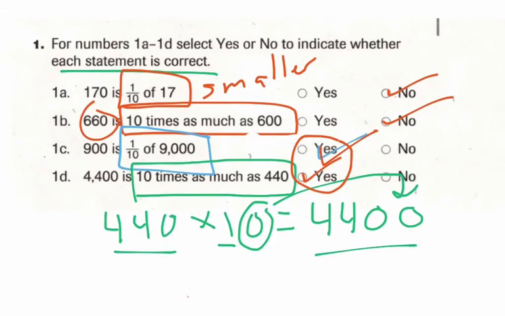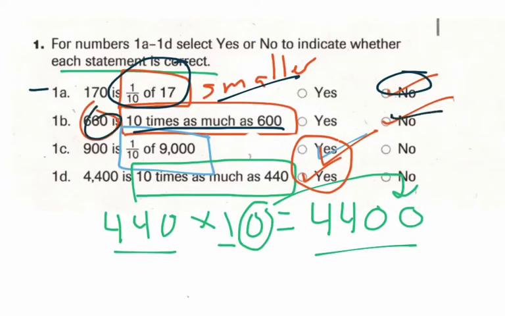This is a little bit tougher because you have to understand the language. What they're asking you is 1A is 1/10 of 17, 170. So you think about 1/10 of 17 is going to be smaller than 17, so no, it's not going to be 170. 10 times as much as 6,000 is the same as 600 times 10. 10 times as much as 600, so it'd be 6,000, and that's not 6,000. 1/10 of 9,000 is the same as dividing 9,000 by 10, and that does give you 900, so that is a yes.